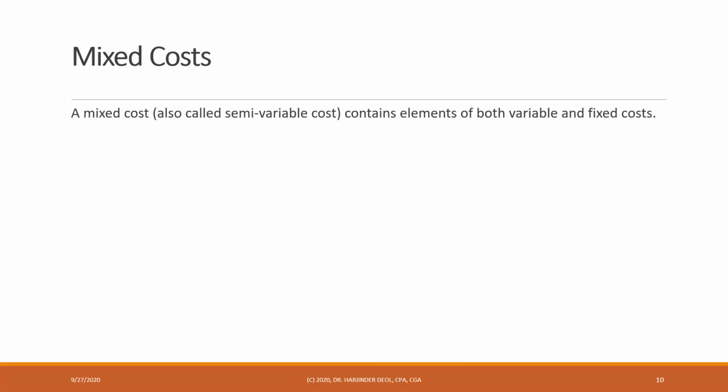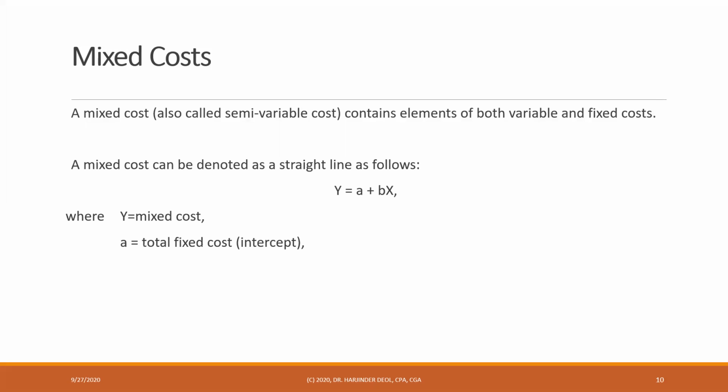So a mixed cost is also known as the semi-variable cost. So this contains element of both fixed and variable, and the cost formula that we use to represent our mixed cost is y equals a plus bx, where y is your mixed cost, a is our total fixed cost, which is also your intercept, and b is your variable cost per unit, where x is your activity level. So bx will give you the total variable cost.